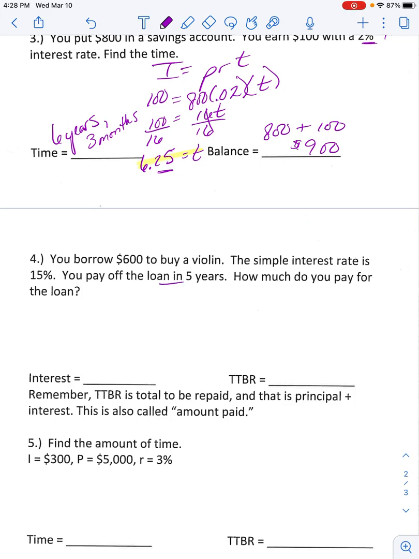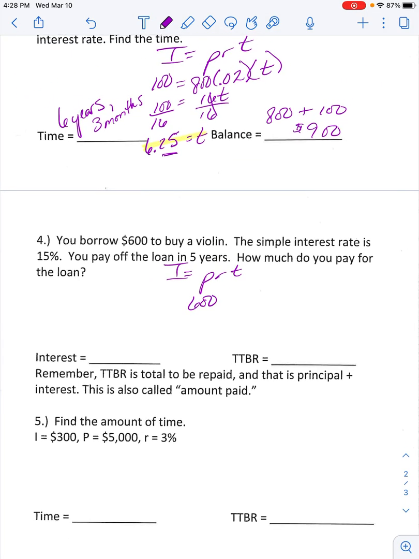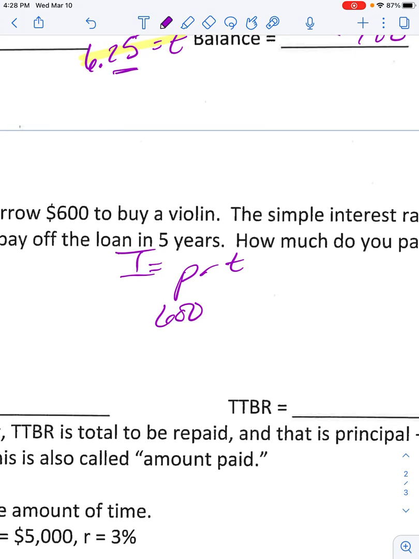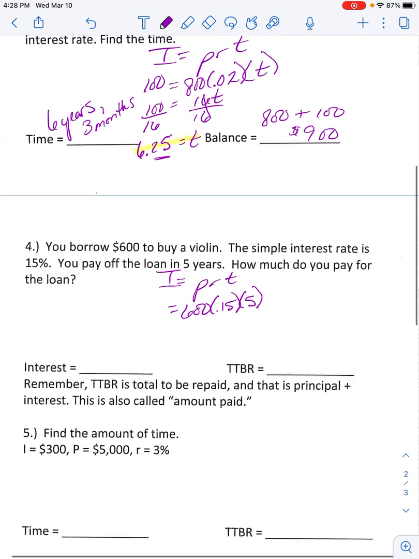Alrighty, let's look at number 4. You borrow $600. So now we're borrowing money to buy a violin. The simple interest rate is 15%. Immediately change that 15% into a decimal. You pay off the loan in 5 years. We're going to put 5 in for T. How much do you pay for the loan? So now I'm going to solve for the interest.